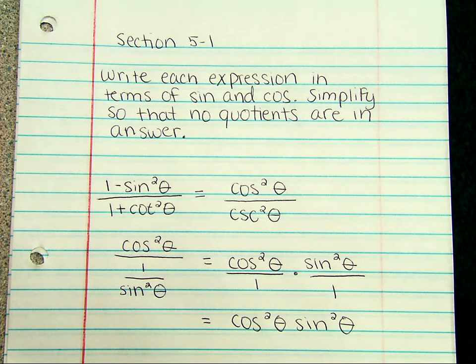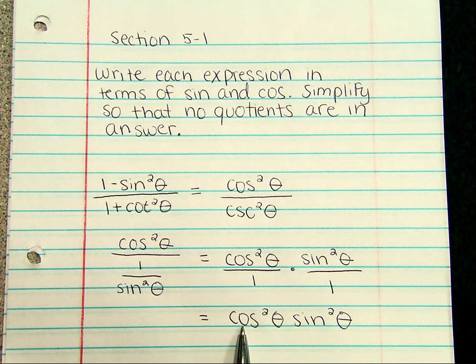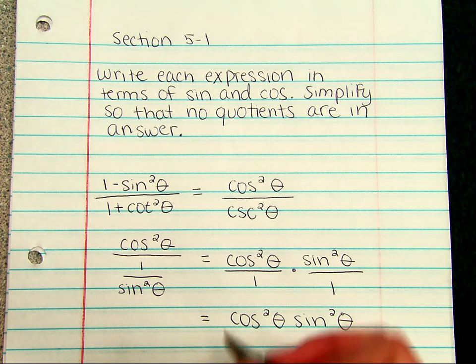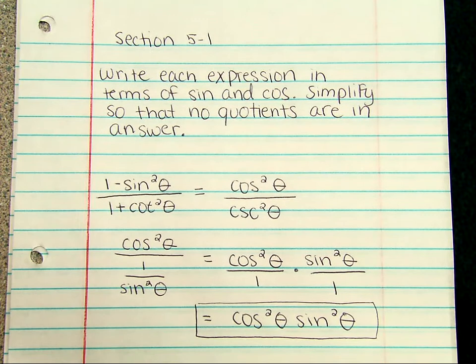And if I look at my directions, it says write each expression in terms of sine and cosine. So I've got things in terms of sine and cosine, and simplify so there are no quotients in the answer. I have no quotients in my answer. And then the last thing I would want to do is double check that I can't simplify any of these. And none of my identities talk about sine and cosine being multiplied together. So this would be my simplified answer.